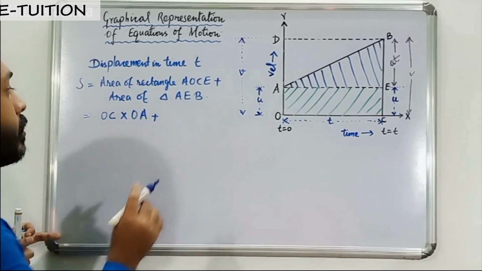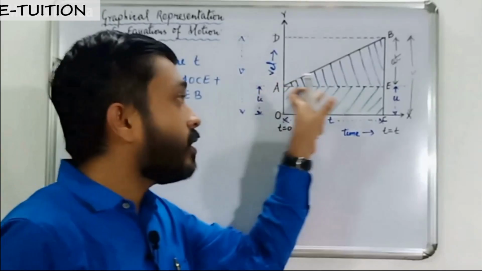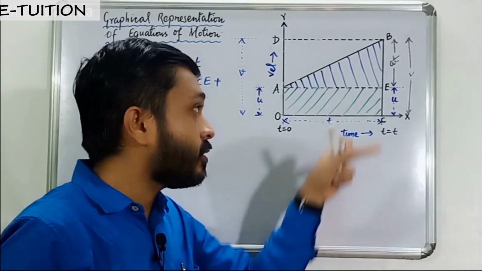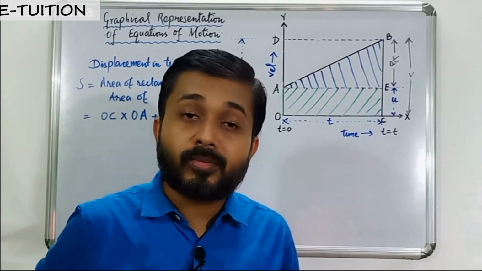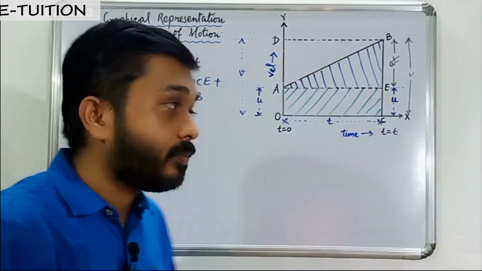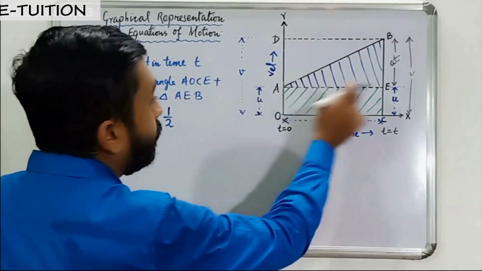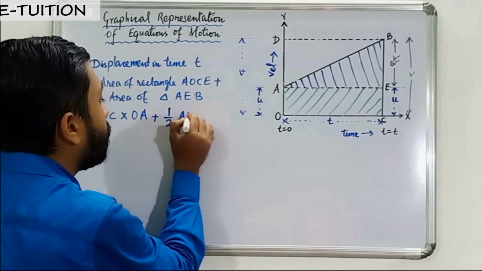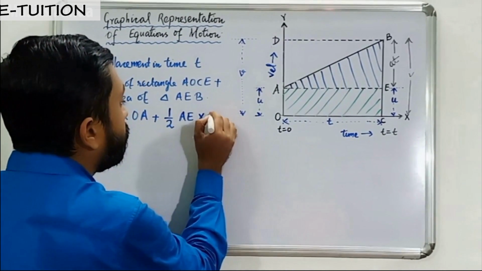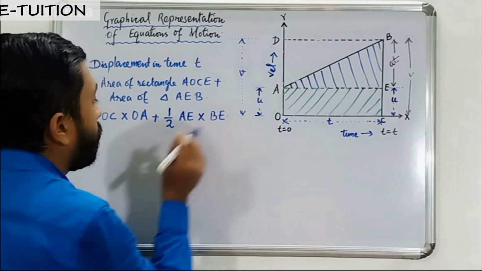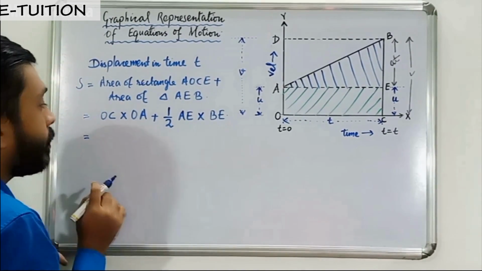plus the area of triangle AEB. This triangle is clearly a triangle which is right angled at E. For a right angled triangle, we can just apply the formula half base into height. Half, what is the base? AE, and what is the height? BE. After that, substitute their corresponding values.